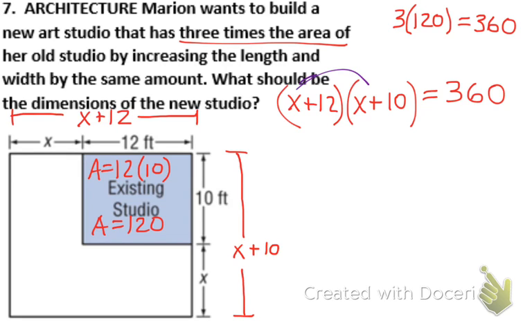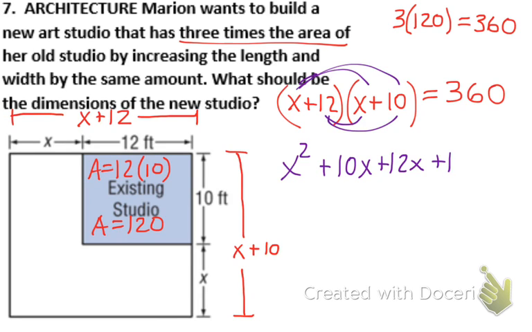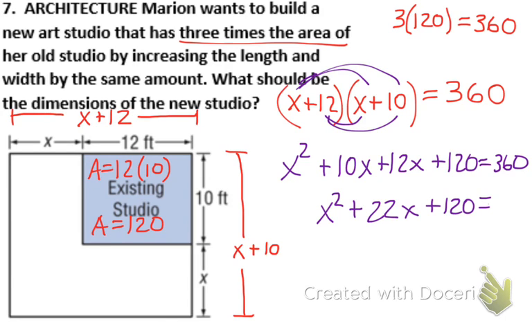You can distribute twice. X times x is x squared. X times 10 is 10x. 12 times x is 12x. 12 times 10 is 120. You can combine like terms. Need to get those constants together. Subtract 360 from each side.